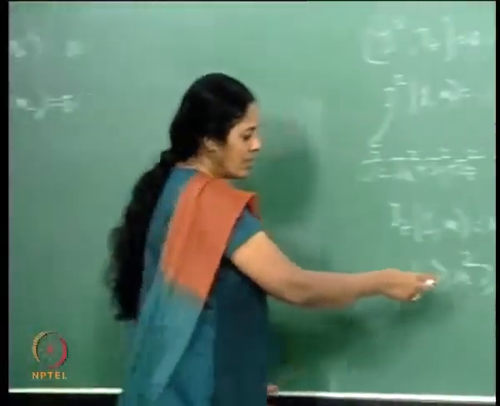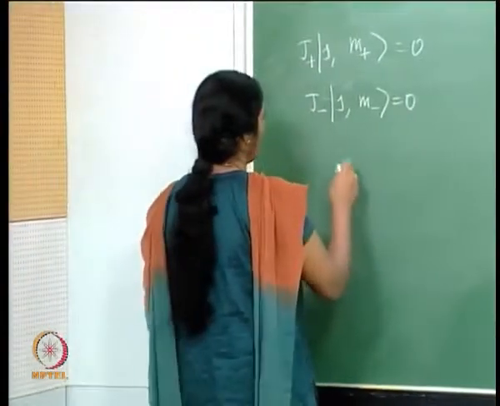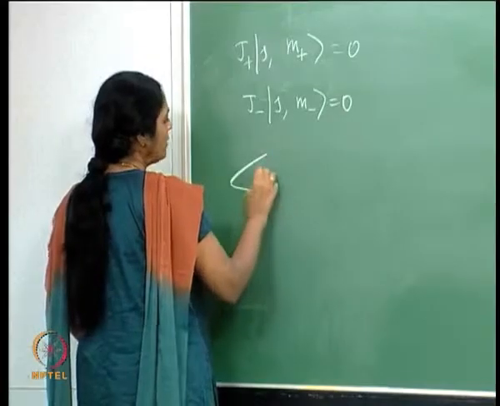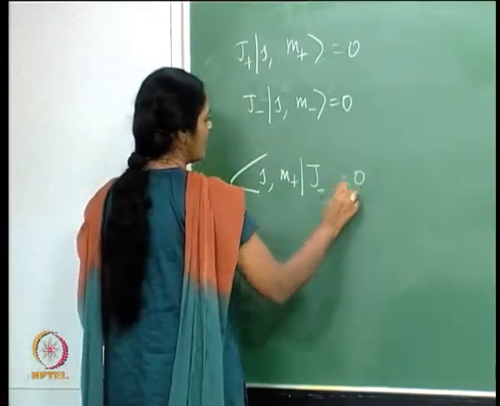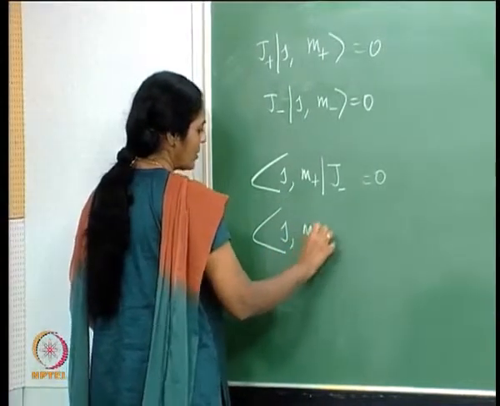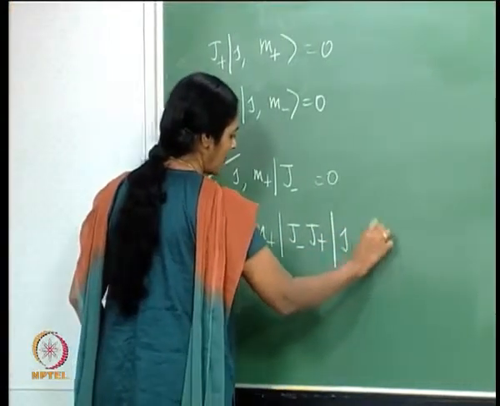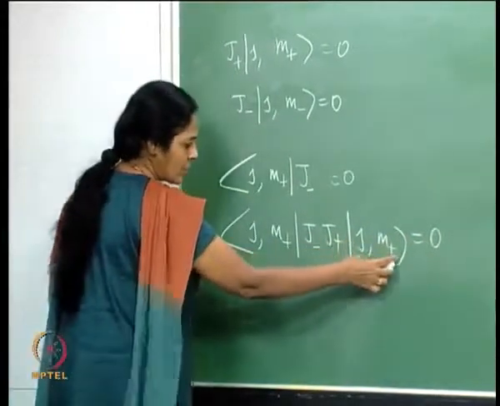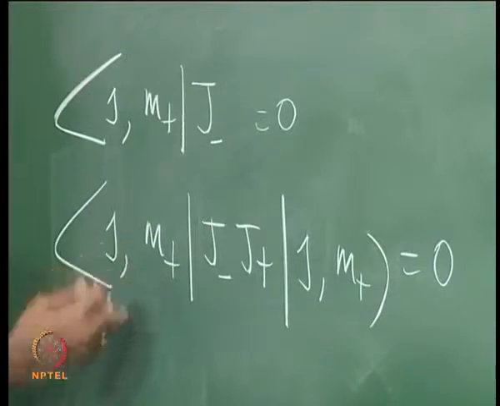Simply because this constraint has to be satisfied. Look at the first relation. I therefore have j m plus, j plus dagger, which is j minus, is equal to 0. Consider the object j m plus, j minus j plus, j m plus. It's clear that this is 0, because j plus acting on j m plus is 0. Similarly, the j minus acting on this side on j m plus is 0.